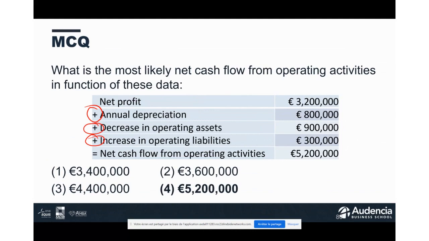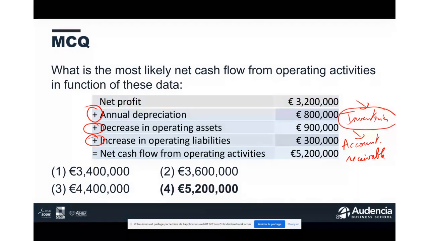Why? Operating assets, so for instance, you have inventories, you have accounts receivable. You decrease inventories, you decrease the accounts receivable. If you decrease inventories, it's outflow. It's because you are using the inventories.